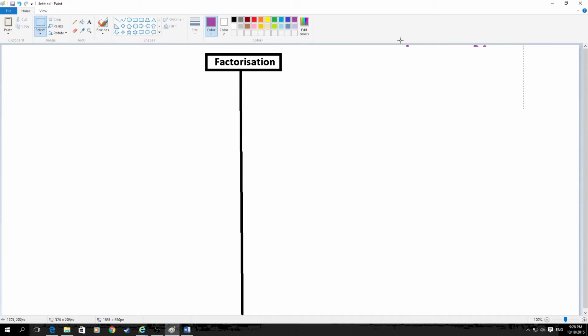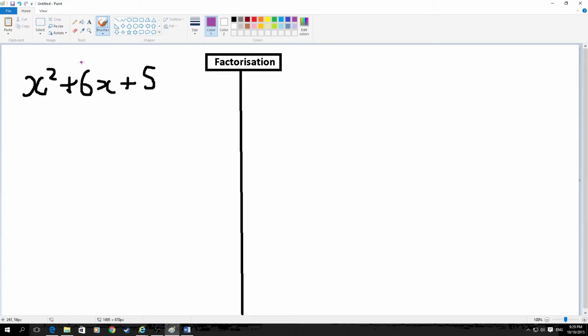I'll give you an example question on how to factorize them. So this one here: x squared plus 6x plus 5. If you want, you can try this question and then I'll show you it in 2 seconds.